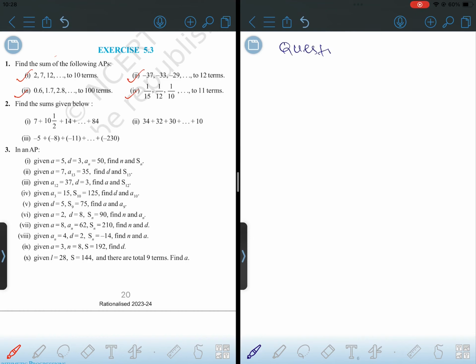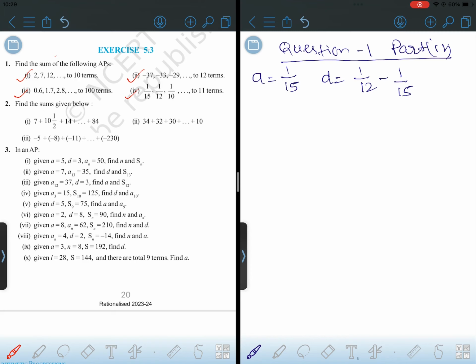Question one, part four. Similarly here also we are given the first term as 1 by 15. The only thing is that they are in fraction form, not a whole number. Then we can find the value of d, that will give you 1 by 12 minus 1 by 15.